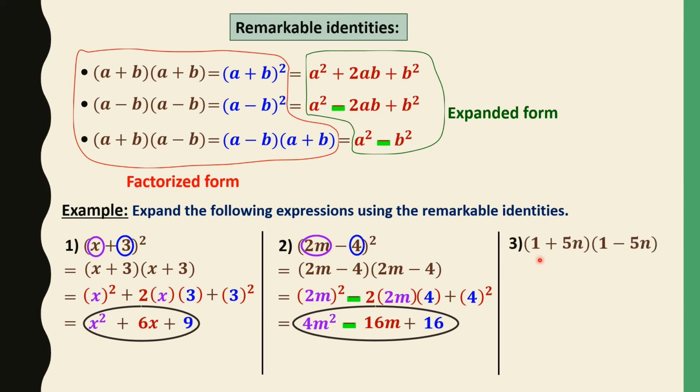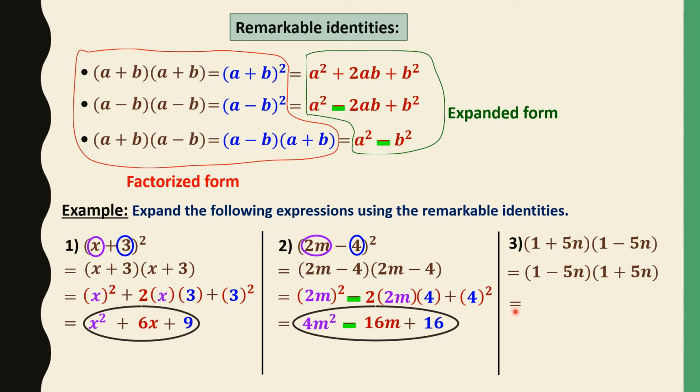Now third example, 1 plus 5n into 1 minus 5n. This is the same as the third remarkable identity, a minus b into a plus b. It's the same as 1 minus 5n into 1 plus 5n. They both have the same expanded form that we need to memorize. Here, a is equal to 1 and b is equal to 5n, not negative 5n, it's 5n. Now, the result is a squared minus b squared.